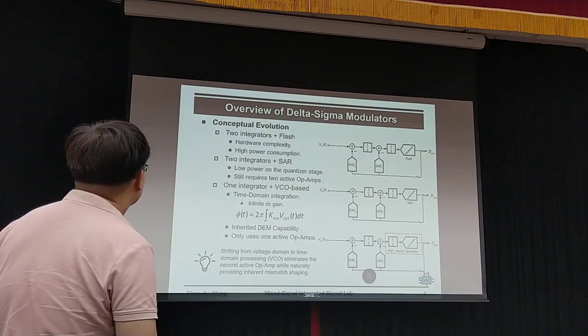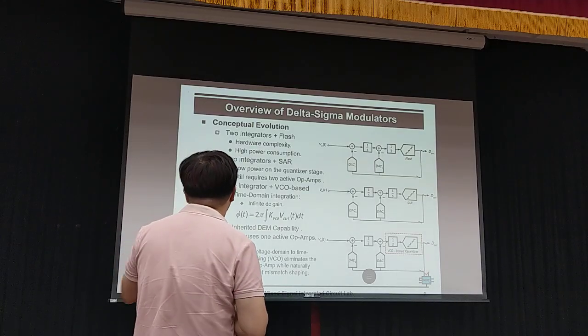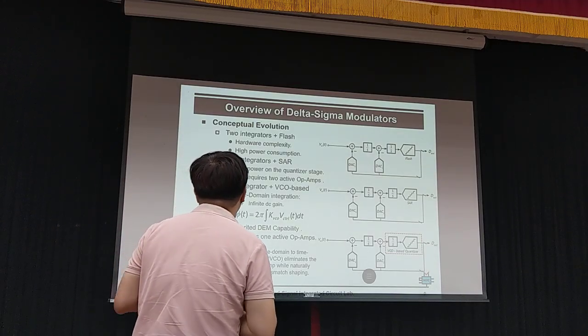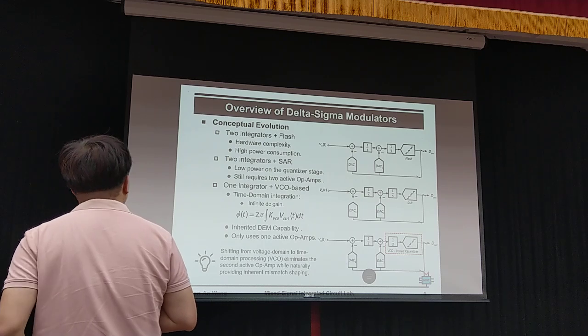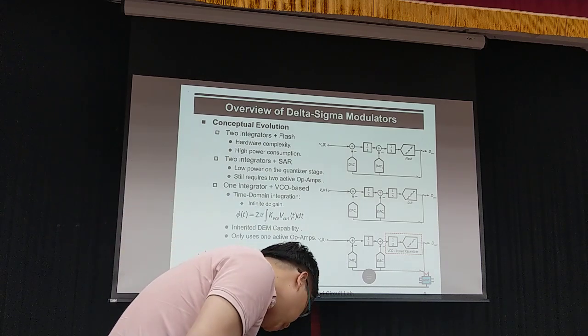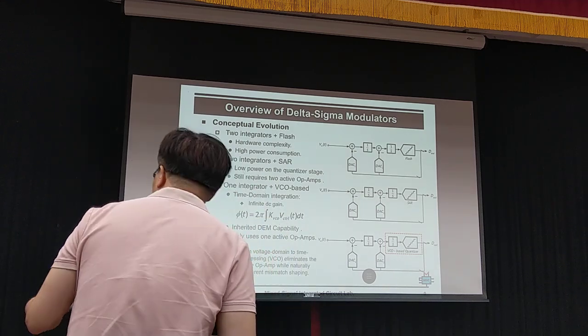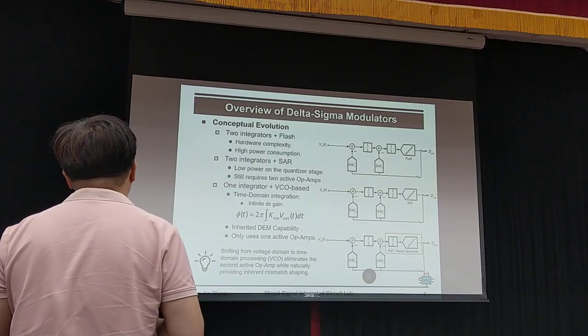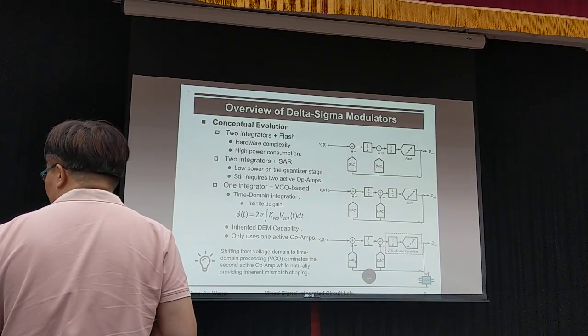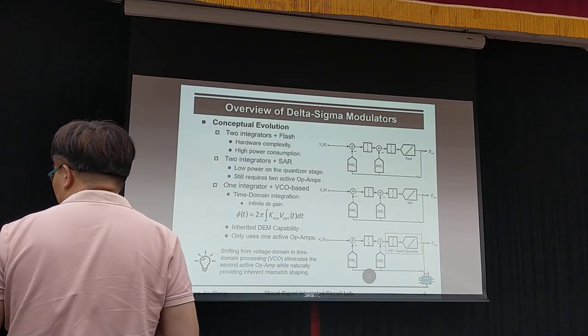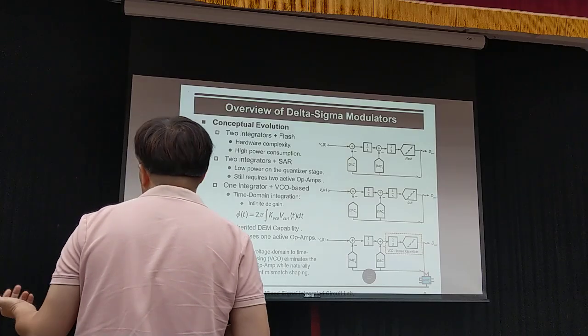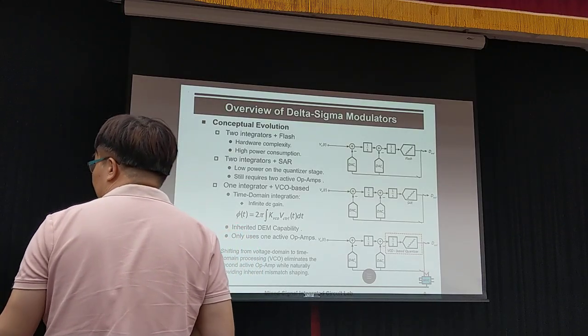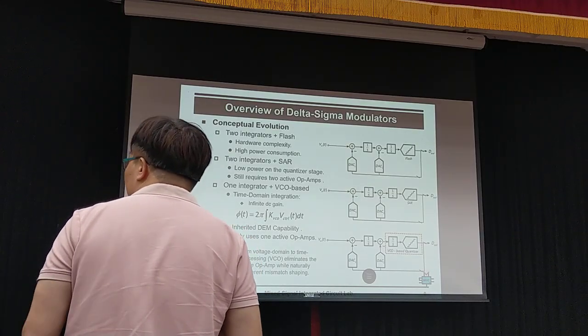And then, what else? Okay, so now if the gain of the op-amp is insufficient, not big enough, and also the bandwidth is not enough, what happens to your modulation?